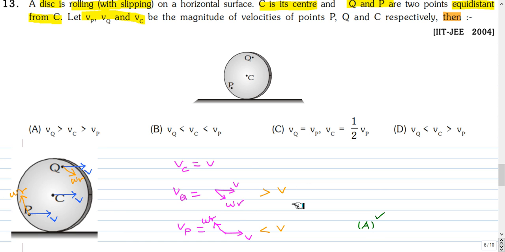And at point P, the directions are like this, so the resultant will be less than v. So Vq is the maximum velocity, and after that Vc, and the minimum velocity is Vp. So the correct option is A.